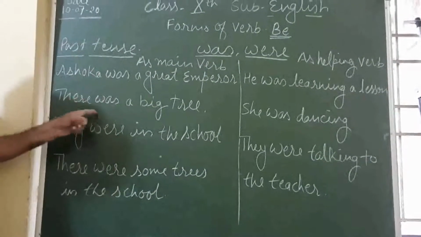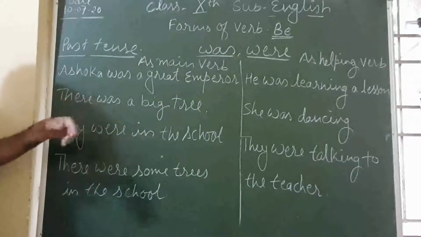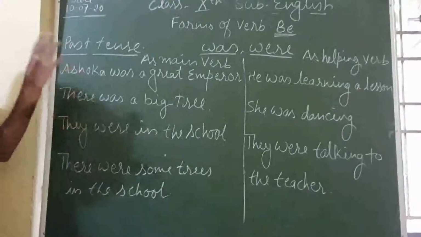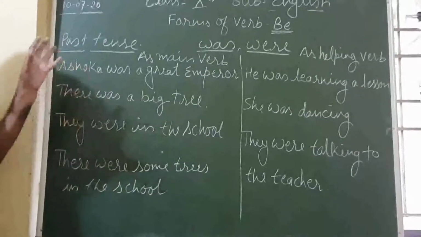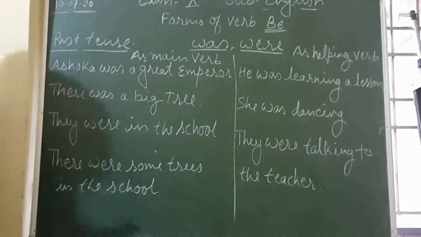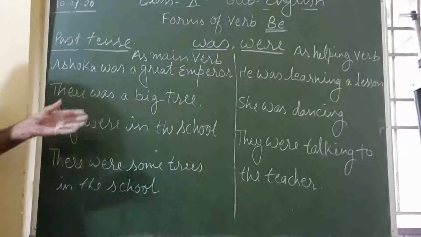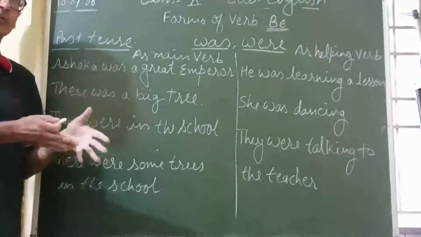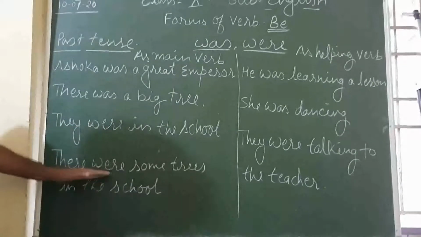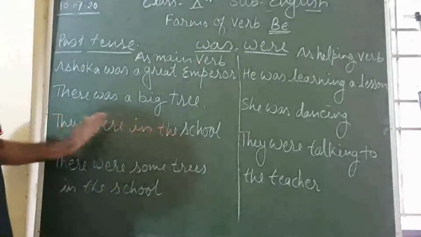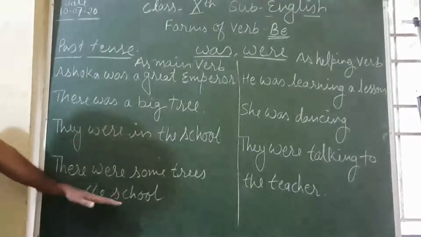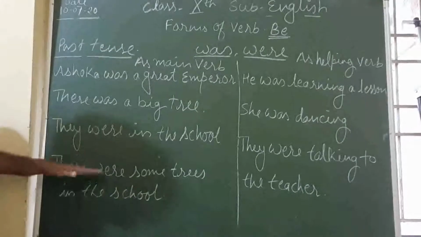So was indicates tha or the in Hindi, and for a singular person we translate was as tha, but when we show respect in our Indian culture, then we use the for a single person also. You know it. They were in the school. वे विद्यालय में थे. And there were some trees in the school. विद्यालय में कुछ वृक्ष थे.